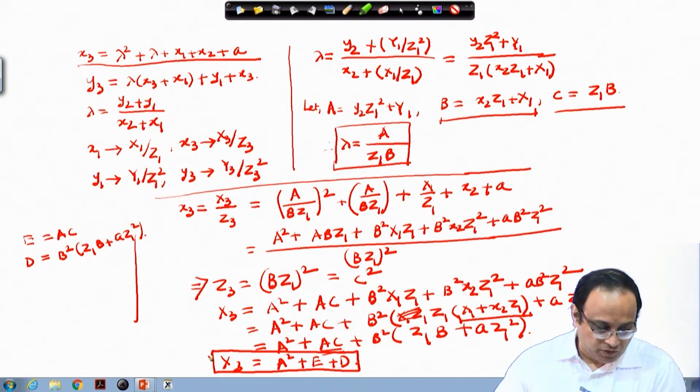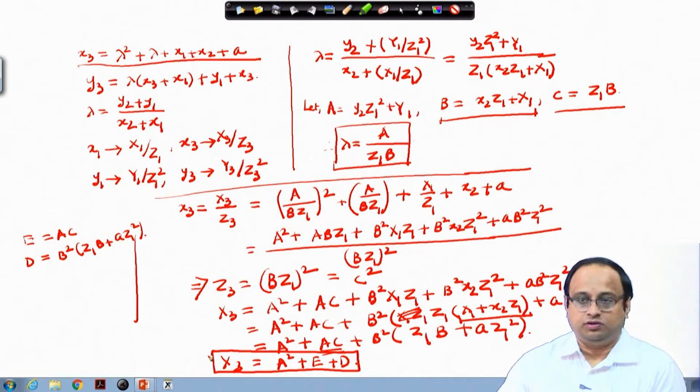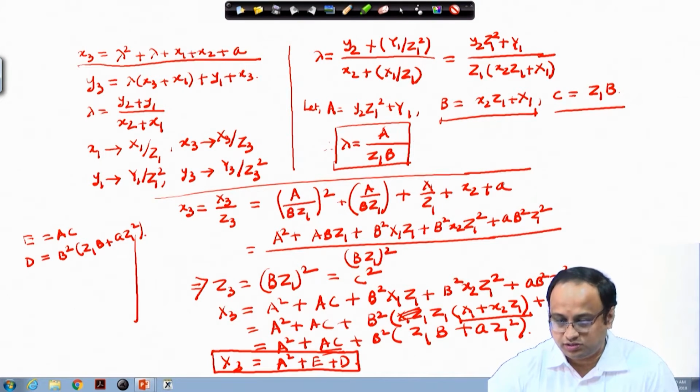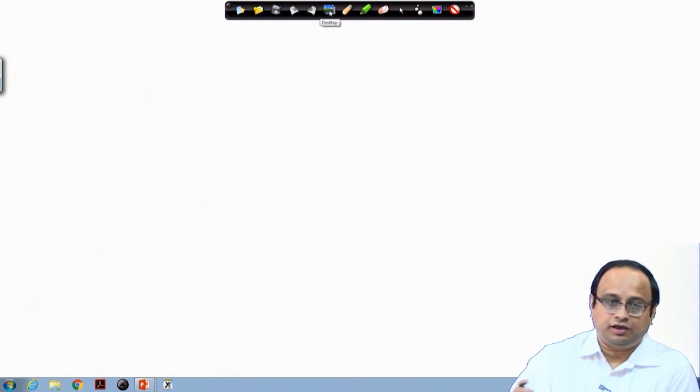Likewise, you can derive for Y3. Let us do this after this. I will be clearing this part and again looking into how to derive for Y3.